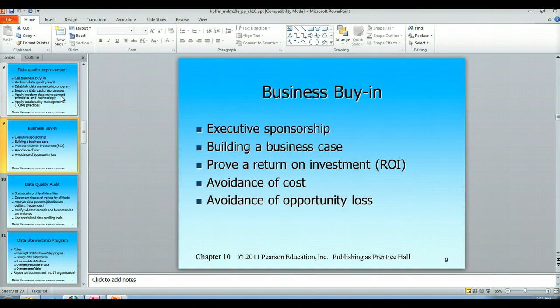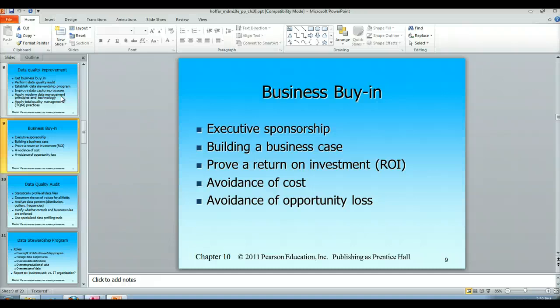So when it comes to business buy-in, you need the executives to sponsor this. Somebody's got to put up the money because it's going to cost money to fix your data. You need help building the business case. You have to prove to the business that they're going to make money by spending this money. There is money to be made.